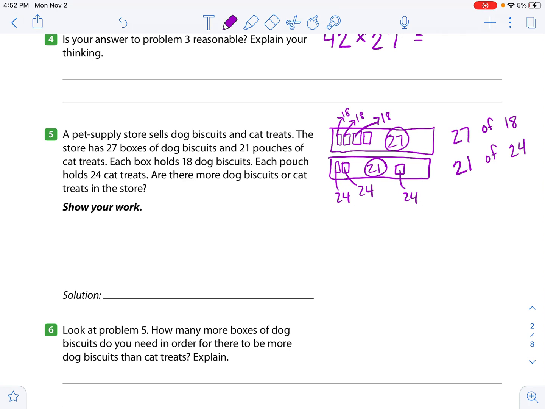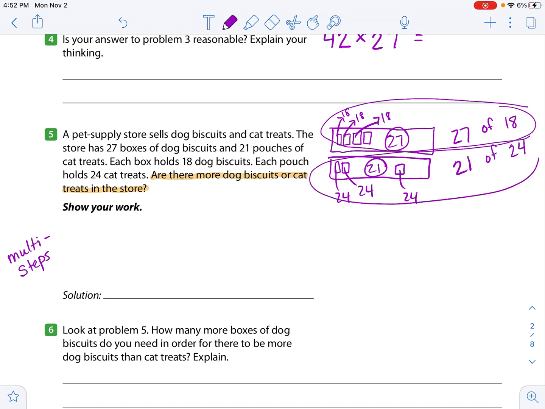You noticing anything? The question is, are there more dog biscuits or cat treats in the store? Obviously, boys and girls, this is going to have multiple steps that you're going to have to solve. You have to figure out how many dog treats are there? How many cat treats are there? So which one has more in the store? Okay.